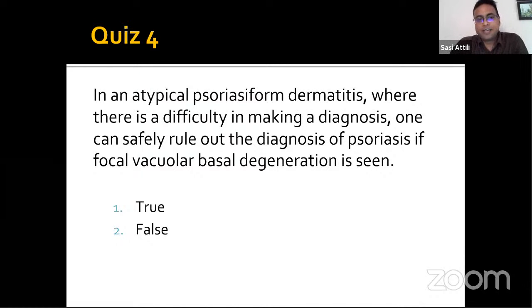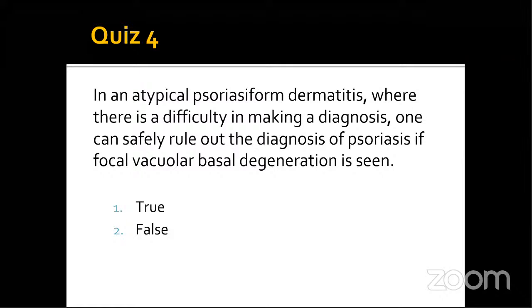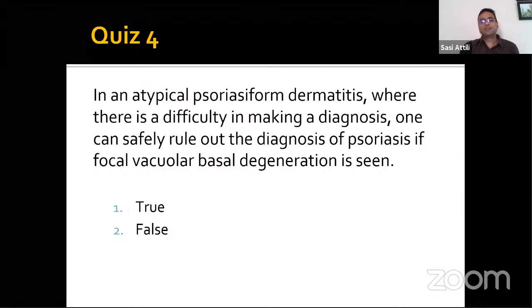I'll read it out again. In an atypical psoriasiform dermatitis, where there is difficulty in making a diagnosis, you're not sure whether it's even psoriasis or not. If you're seeing focal vacuolar basal cell degeneration, you can rule out psoriasis. We have got 3 responses. Among that, 2 are saying false and 1 has written true. Okay, so false is the correct answer.